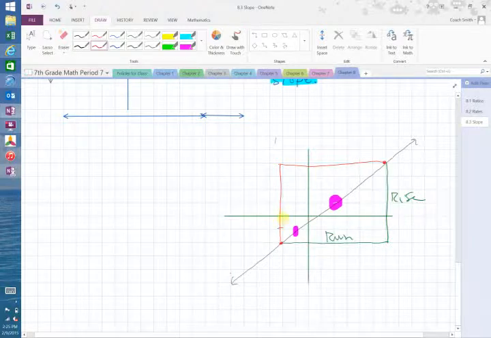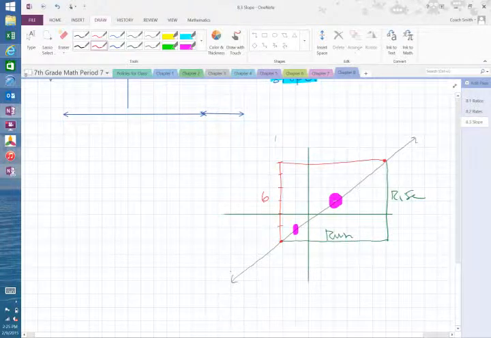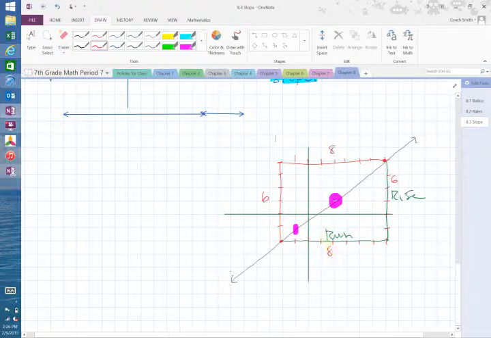Either way, because you've got 1, 2, 3, 4, 5, 6 here, so this is 6. Well, let's look at the other side. 1, 2, 3, 4, 5, 6. So there's 6 on that side. And then there's 1, 2, 3, 4, 5, 6, 7, 8 there, and 1, 2, 3, 4, 5, 6, 7, 8 here. So it's 8 and 8. So the rise is 6, the run is 8, which means I have 3 over 4. So the slope is 3/4 for that line.